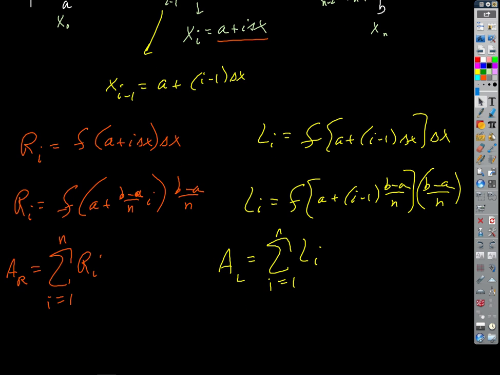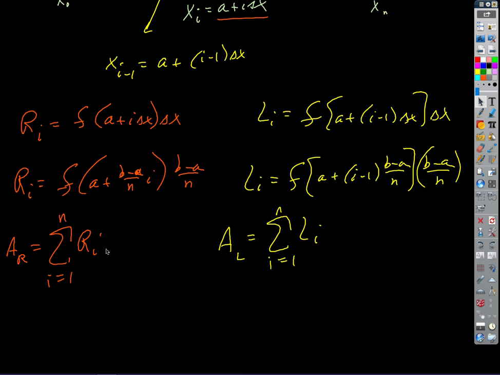Okay, so we had said this stuff, right? The right area is just going to be the sum of all of the areas of the right subintervals, all n of them, as i goes from 1 to n, same thing for the left. And we came up with some pretty specific derivations of what the area of the ith right rectangle and ith left rectangle look like.